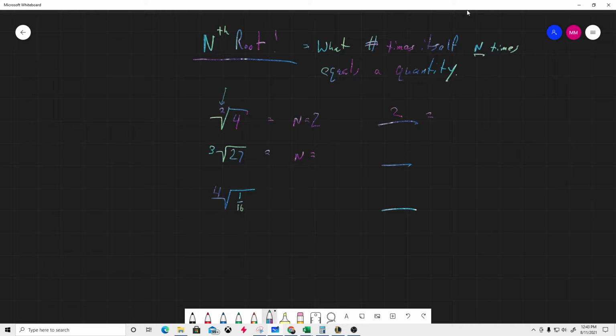What number times itself equals 4, or that given quantity, right? So equals 4, and we know that 2 times 2 is 4. And that's basically all there is to roots.